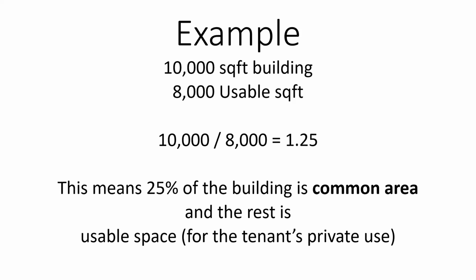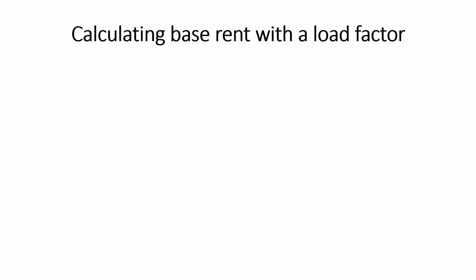Okay. Now you could flip-flop those, right? 8,000 of the private space divided into the 10,000 of the building, and you'd come up with a different number, right? I need to know what percent of the total building is private use. Okay, not the other way around. Okay, so dividing that into there, we'll come up with 25%, not 20%, or 70%, which would be a different number. So we divide the total square feet of the building into the usable square feet. And that's where we come up with the load factor.